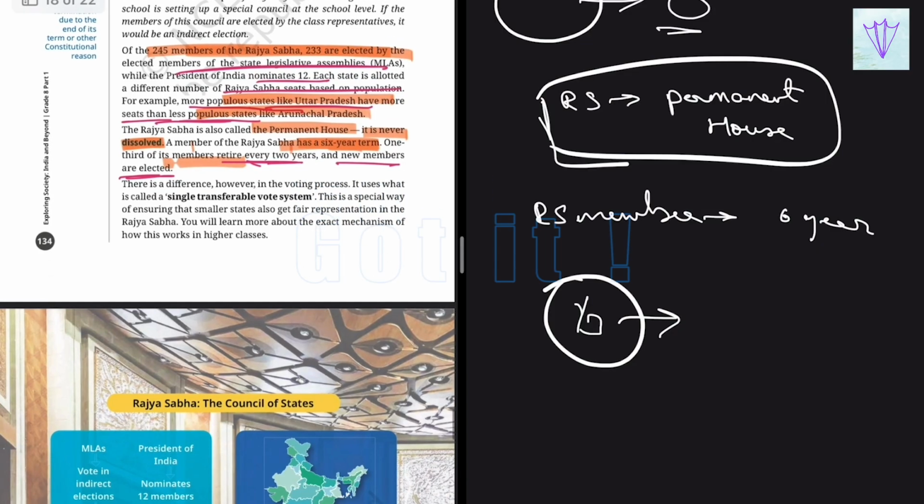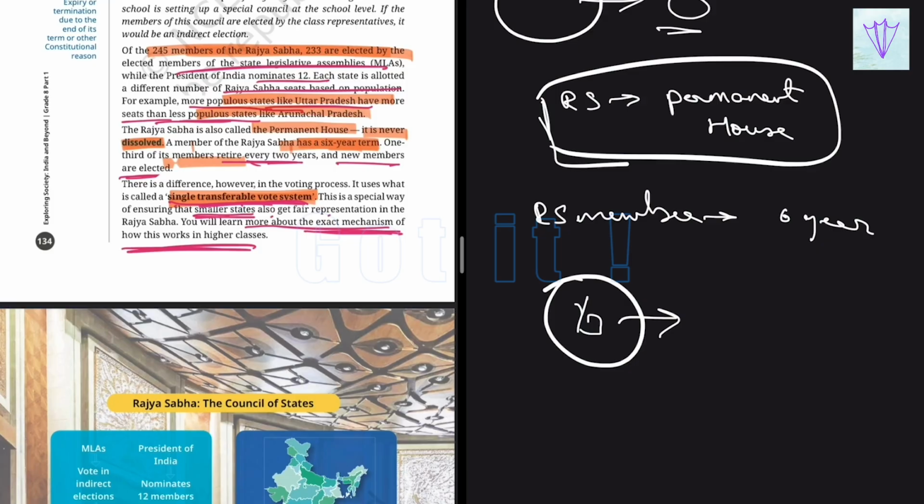There is a difference, however, in the voting process. It uses what is called the single transferable vote system. This is a special way of ensuring that the smaller states also get fair representation in the Rajya Sabha. You will learn about the exact mechanism of how this works in the higher classes. So for now, just remember that it is a special process called the single transferable vote system, a special way of ensuring that smaller states also get their representation.